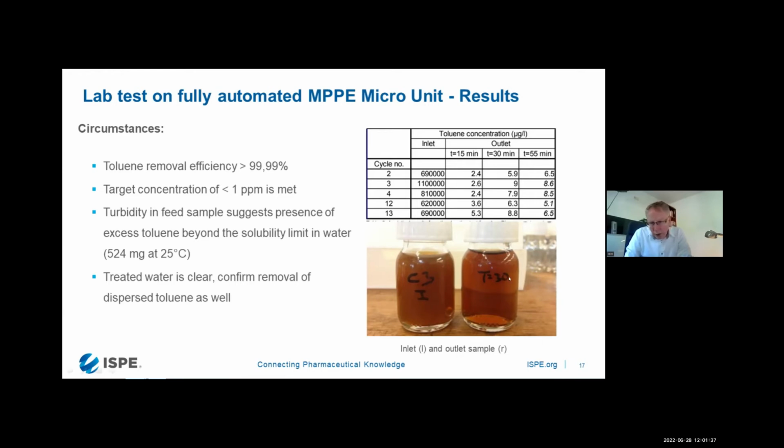Like I said, if you look at the sample of the treated water, it is fully clear. So the toluene that is present as small droplets is also removed. And that is also our experience with the technology, that dispersed hydrocarbons, or dispersed solvents in this case, are removed as well.